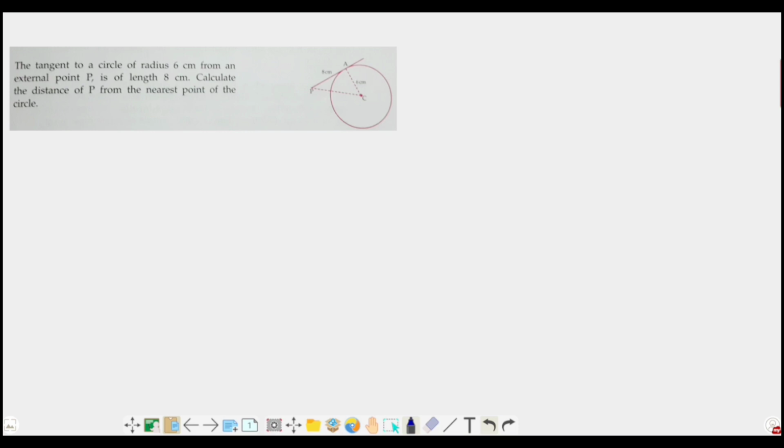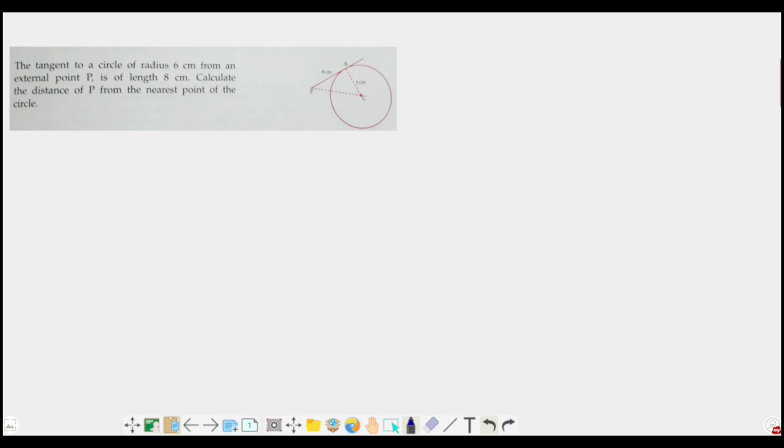Now students, solve one more sum. The tangent to the circle of the radius 6 cm from an external point P is of length 8 cm. Calculate the distance of P from the nearest point of the circle. It means you have to calculate PC.